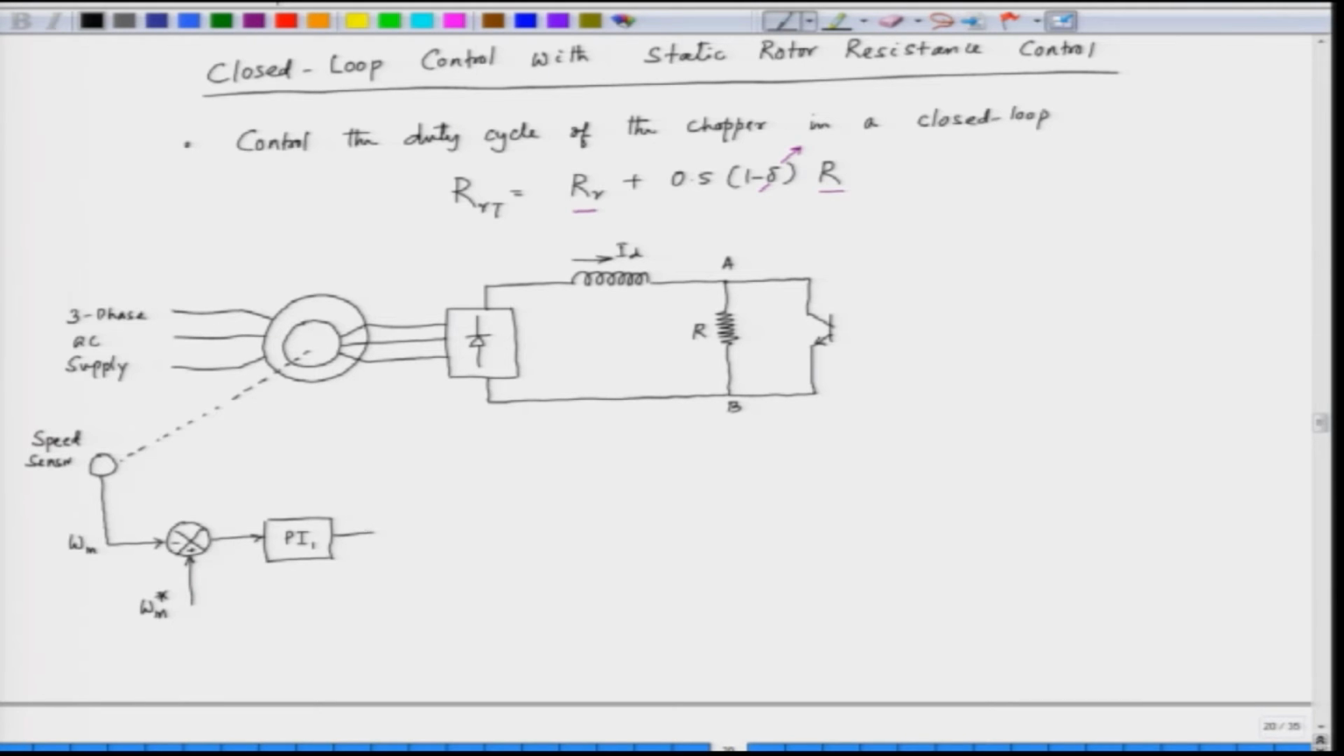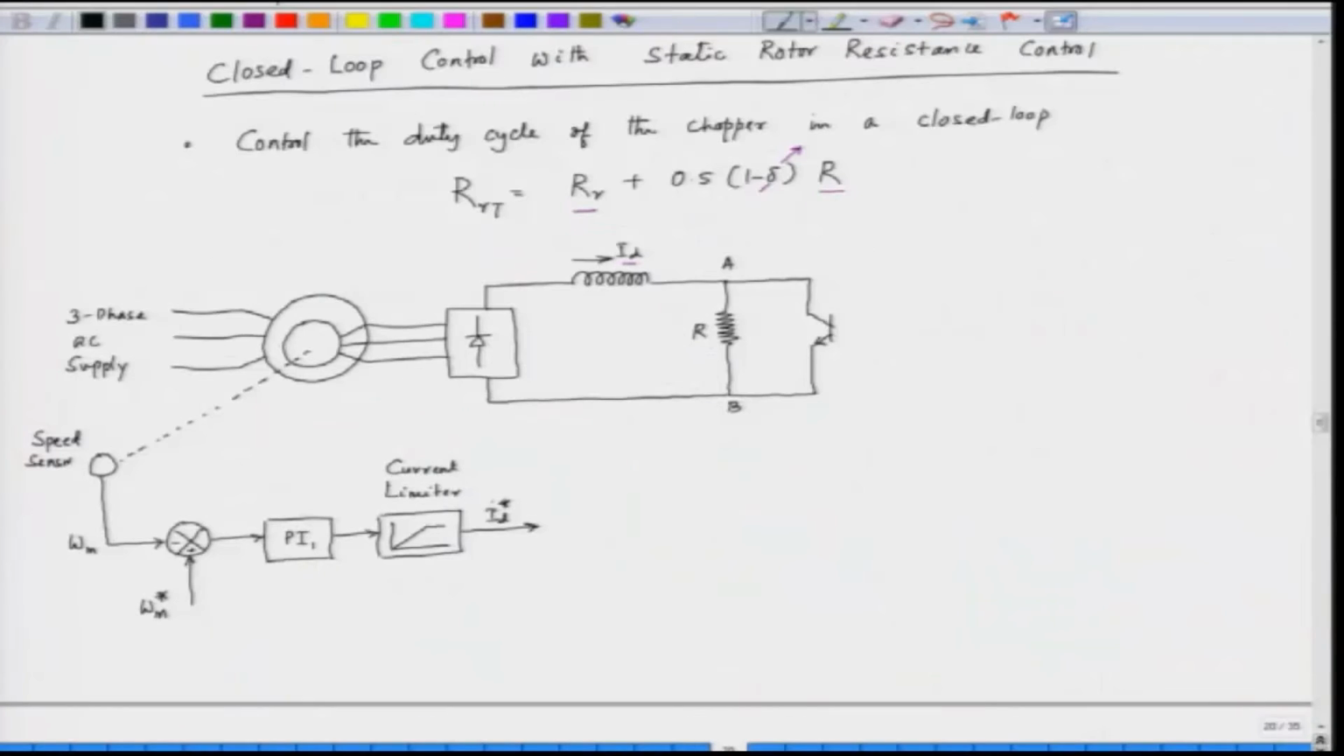The output of the PI controller is limited because we have integrating action, so the output has to be limited. So, we limit the output of the PI controller. This is a current limiter, and the output of this current limiter is ID star. This ID is a measure of the torque. Now, if you want to increase the torque, ID has to be increased. If you have to decrease the torque, ID has to be reduced. So, by controlling ID, we can control the torque of the motor and hence the speed of the motor.